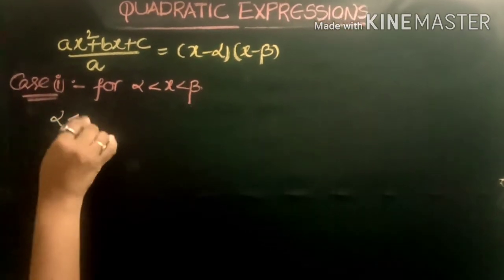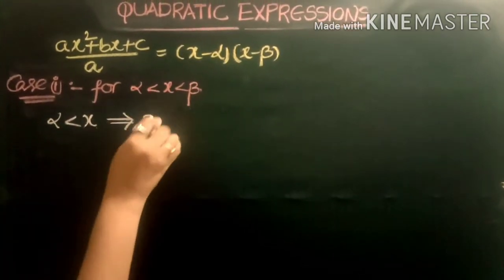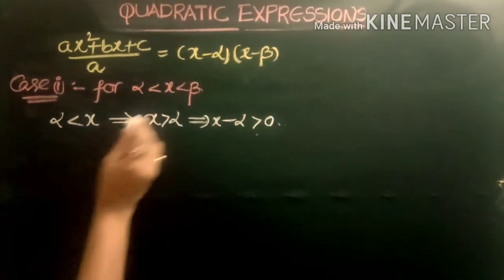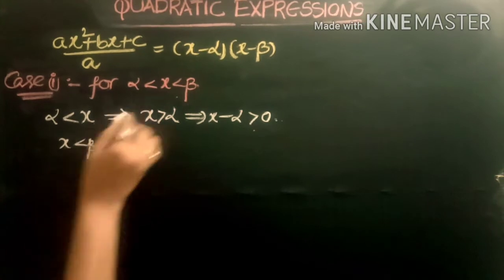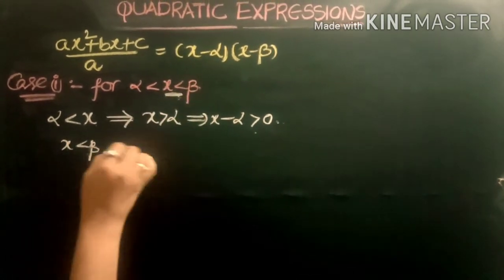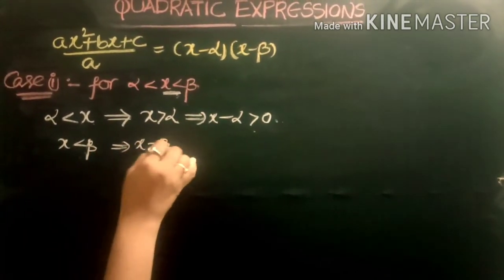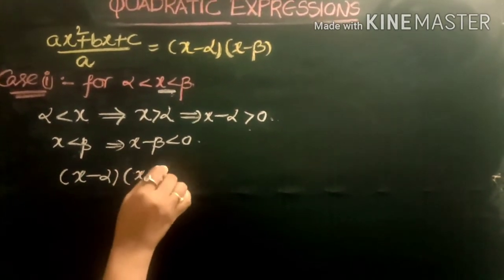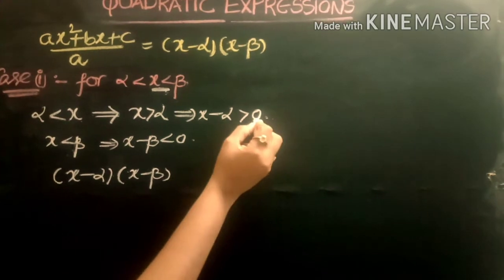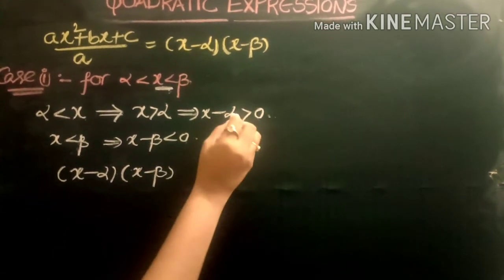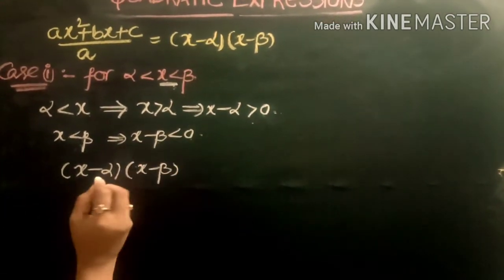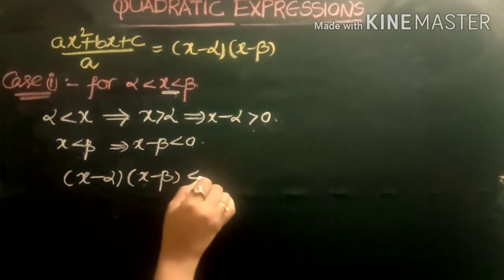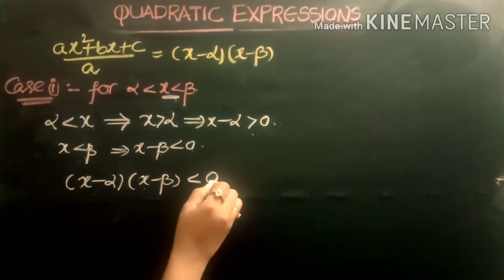α < x means x > α, that is x − α > 0. And the second part of the given condition is x < β. x < β means x − β < 0. Now what is the value of (x − α)(x − β)? x − α > 0, x − β < 0. This is a positive value, this is a negative value. We are multiplying one positive value by one negative value. Plus into minus returns a negative value, that is (x − α)(x − β) < 0.